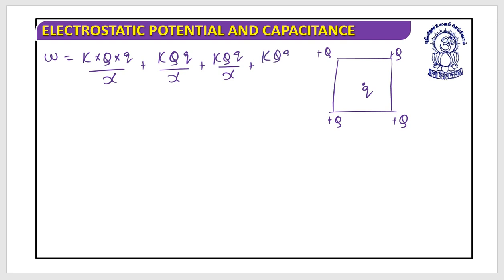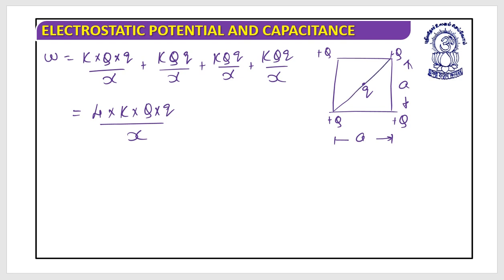Plus kqq by x. I hope this is clear. Yes, so this would be 4 multiplied by k multiplied by q multiplied by q divided by x. As for this separation, this is a, so the total separation between these two is root 2a. And if I take half of the distance, it is root 2a divided by 2, which would be a by root 2, which should be my x.